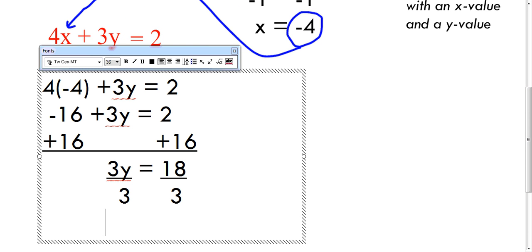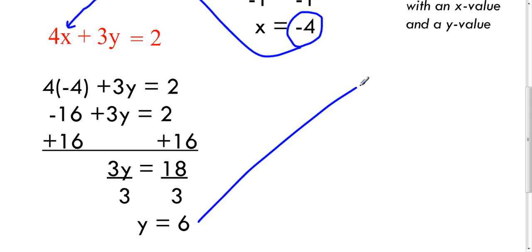So then your final answer is going to be y equals 6. Then, again, we're going to take this answer and this answer and combine them into a beautiful ordered pair.